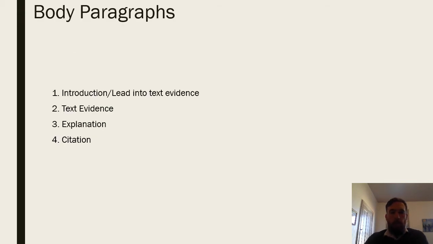So we've gone over both types, so I'm not going to spend too much time on them. I'm just going to give a brief overview of both. For body paragraphs, we do a topic sentence, and then we lead into the text evidence, use text evidence, explain it, and make sure that there's a citation there. Those are the things that should be going on in a body paragraph.